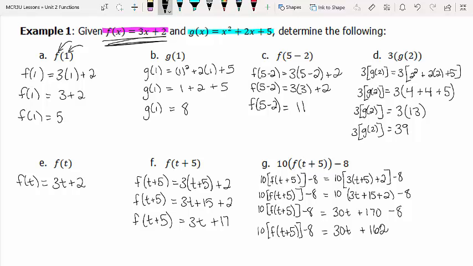Okay, so there's your long extended answer. Now another thing you could have done if you notice this shortcut is we already solved for f at t plus 5, okay? And we could have put that right in here off the start. Okay, so that shortcut option is there as well.